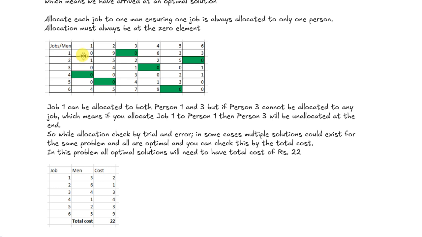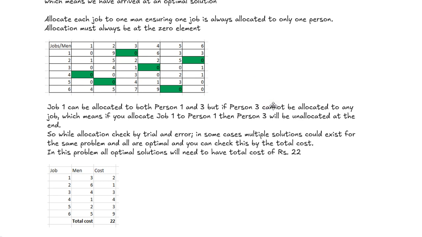If you allocate job 1 to person 1, he will be unused everywhere else. He cannot be allocated to any other job optimally. So there is only one allocation possible, which is man 3 to job 1. Repeat this for all the 6 jobs, and this is the allocation you get.